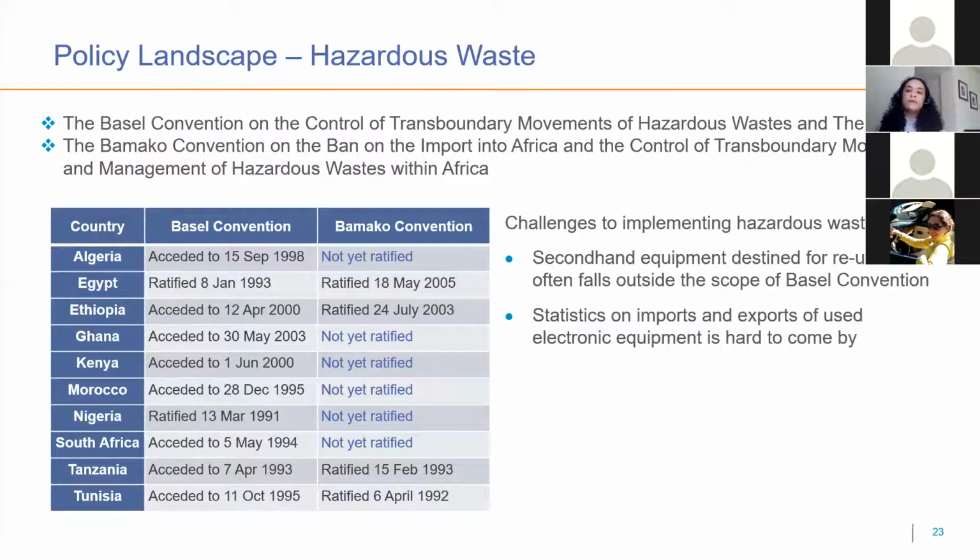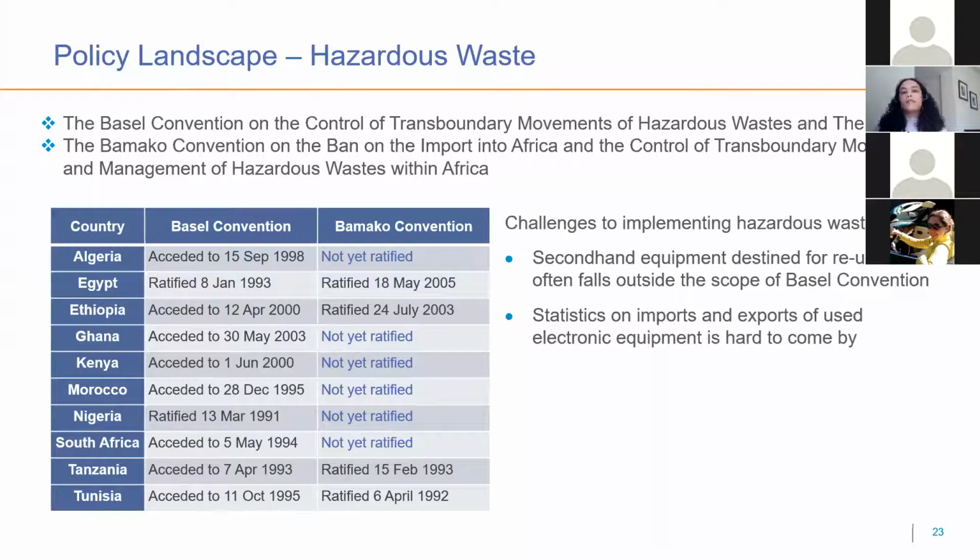Another hazardous waste policy we looked at is the Bamako Convention, which is a regional treaty among African nations which aims to ban the import of hazardous waste into the continent. The treaty addresses a weakness of the Basel Convention, which still permits the transboundary movement of hazardous waste for recycling and recovery. The Bamako Convention will prohibit the import of all hazardous and radioactive waste into Africa for any reason, and will try to minimize and control the movement of such waste within the region.